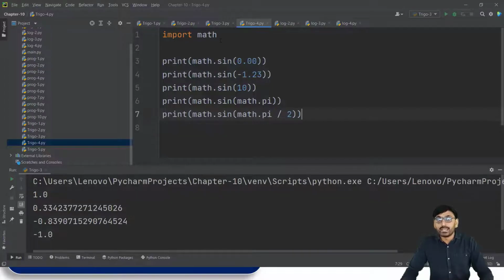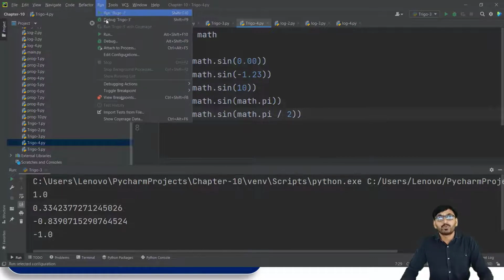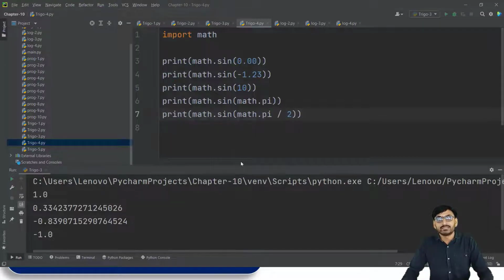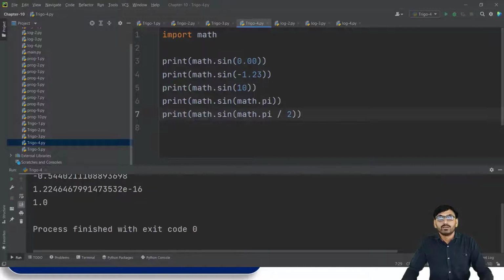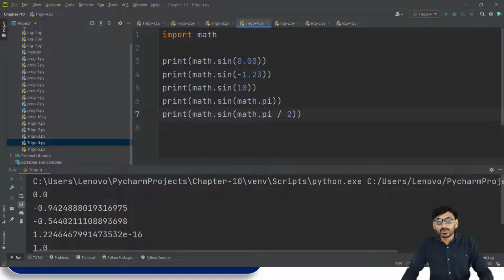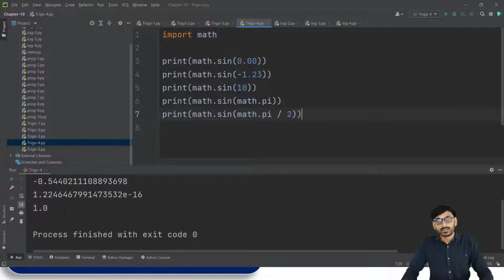Now we run this same program in PyCharm. So import math, then print math.sin of 00, sin of -1.23, sin of 10, sin of math.pi, sin of math.pi divided by 2. If we run this program, the answers are 0.0 for the first one, and then the second, third, fourth, and fifth ones.